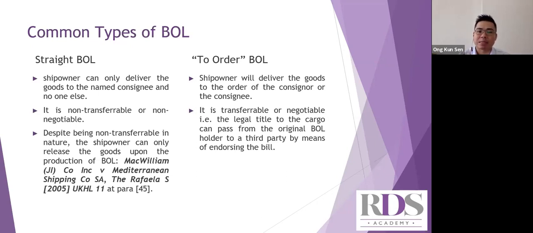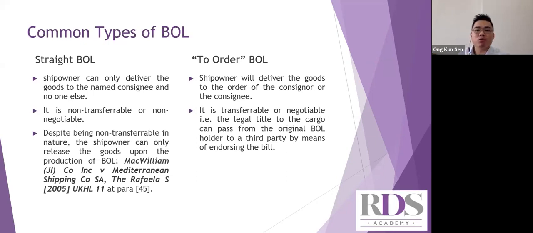Okay, so this is what was held in the case of McWilliam against Mediterranean Shipping Co. SA. It was a case held by the House of Lords, which says that even though the named consignee is the actual receiver of the goods, the actual person who has the title of the goods, he still needs to present the BOL to the ship owner in order for him to obtain the goods. So this is something for you to take note.